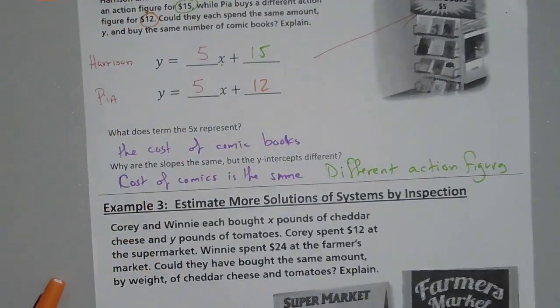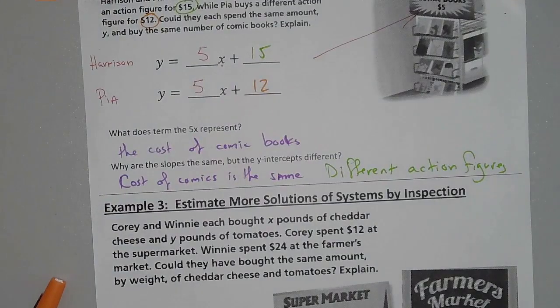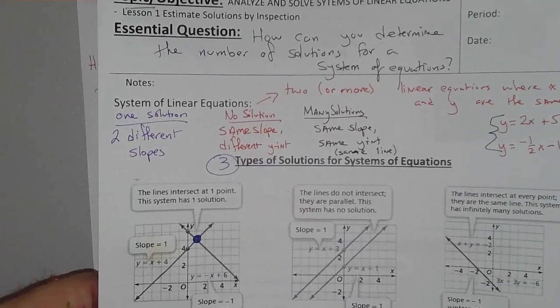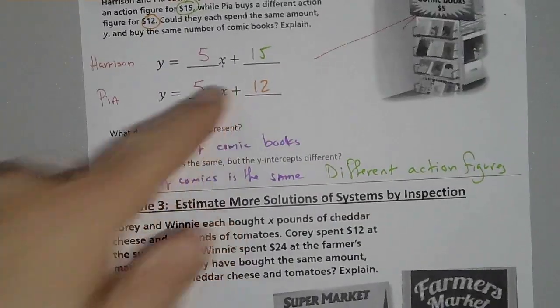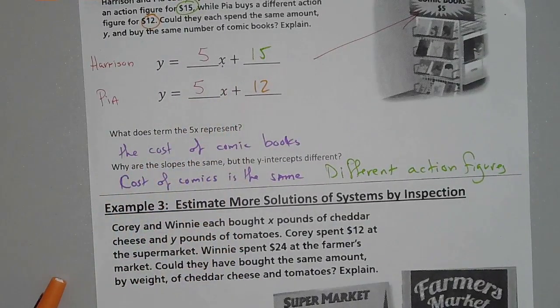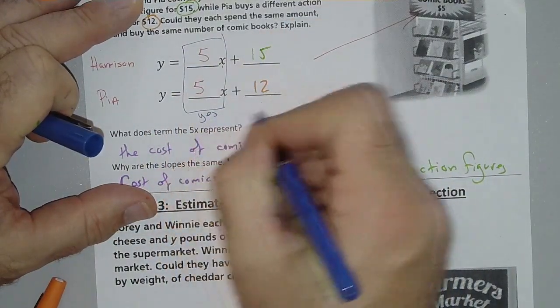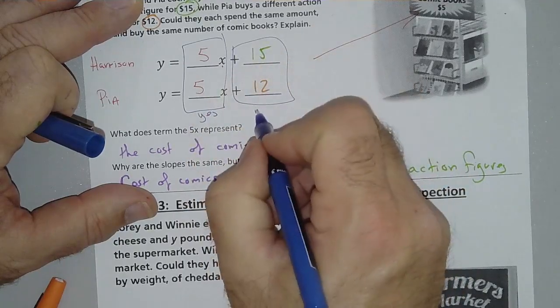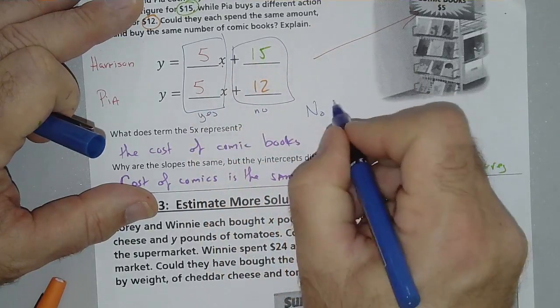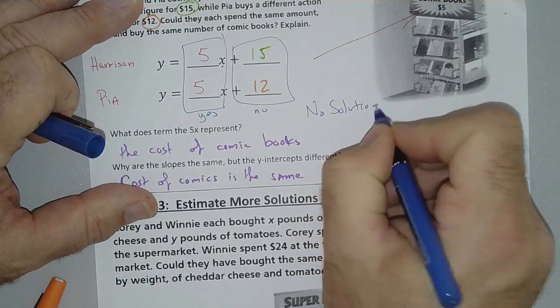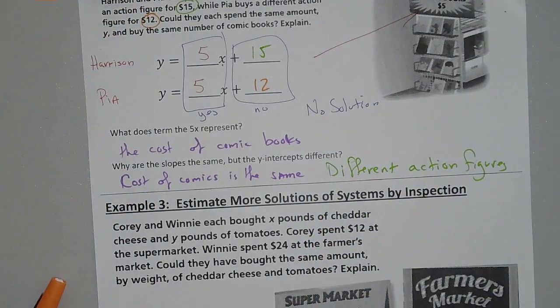If we go back to our definitions of how we do this, which one would we have? One solution, no solution, many solutions when we look at this? Well, just check. We're looking at slope first. Are the slopes the same? The answer is yes. Are the y-intercepts the same? The answer is no, which means we have no solution. There is never a time when Harrison and Pia will spend the same amount of money.